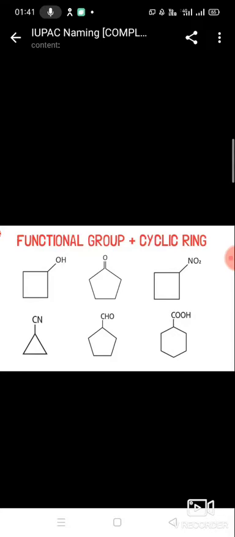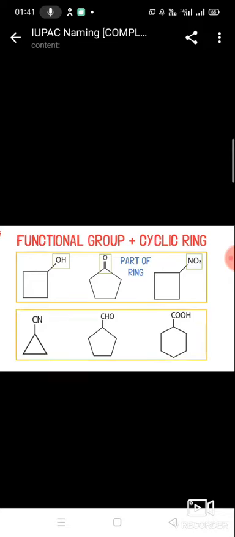Look at all the functional groups. So OH is a part of the ring. CO, nitro, CN cyanide, CHO and COOH are outside the ring. These all come under part of the ring if they are directly attached. CN means it is a nitrile. When it comes outside the ring, we have to give a new suffix.